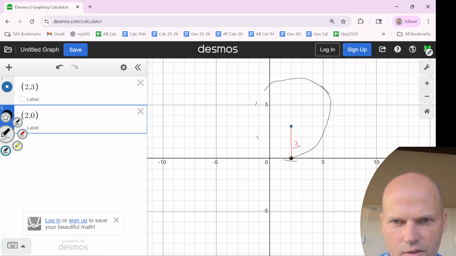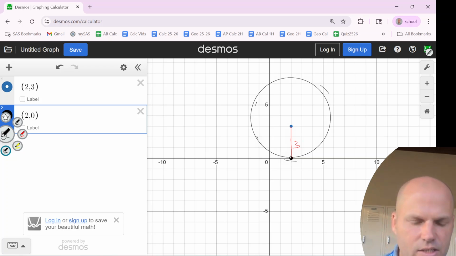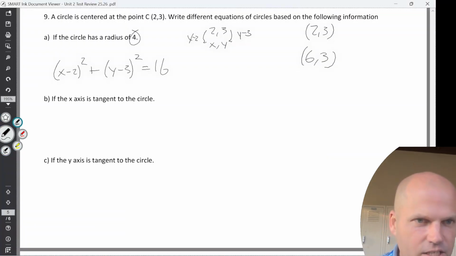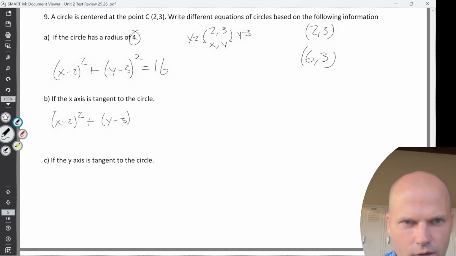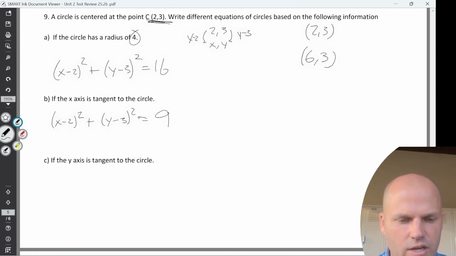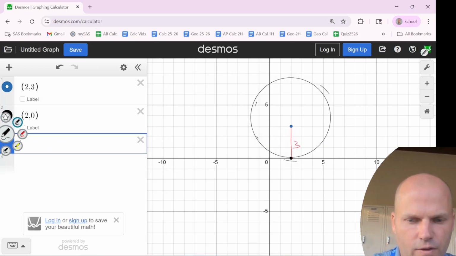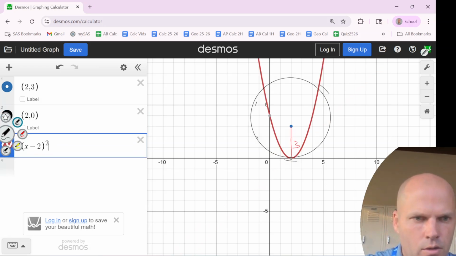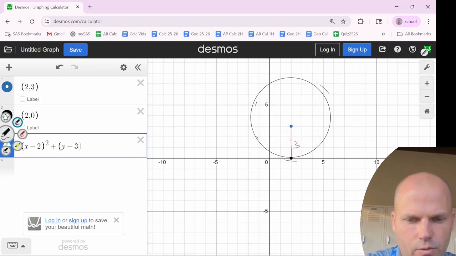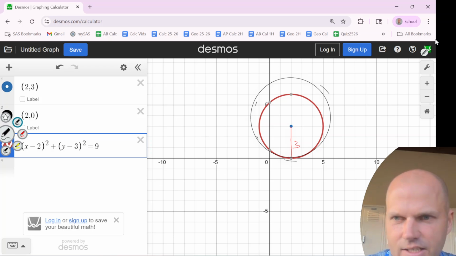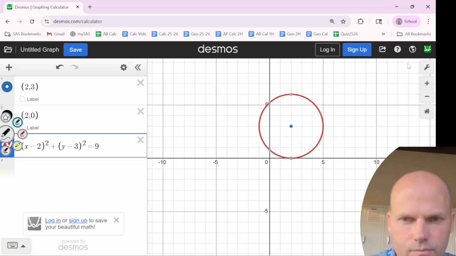So we can visualize that we're still going to use x minus 2 squared, y minus 3 squared. We're still centering at 2, 3, but now the radius is 3. So if I do x minus 2 squared plus y minus 3 squared equals 9, I should see that x-axis being tangent to the circle.